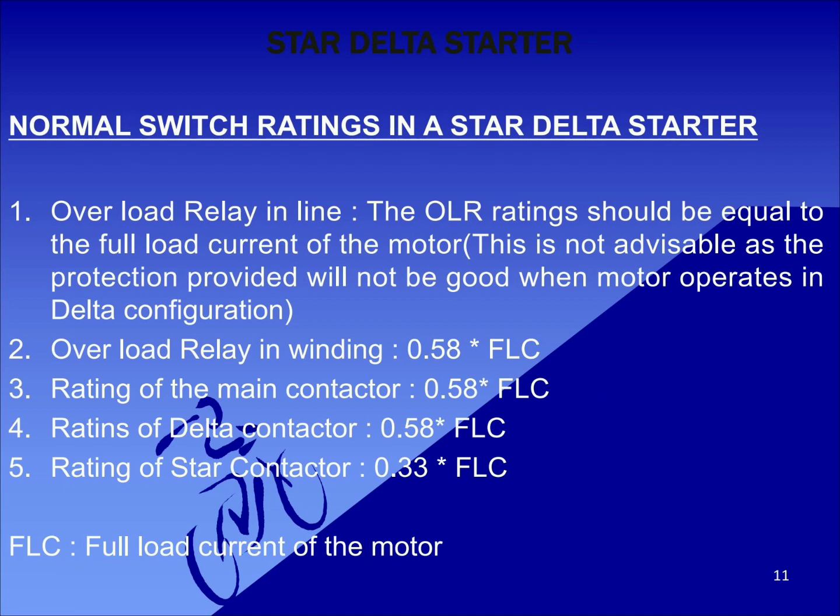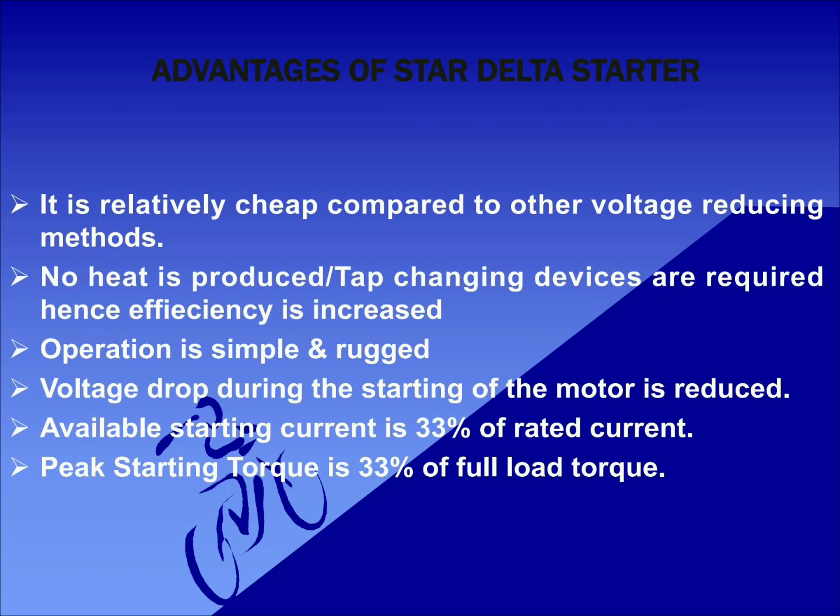Now let's see the normal switch ratings for a star-delta starter. An overload relay may be provided for a star-delta starter. The overload relay can be provided either in the line or in the winding. If you are providing it in the line, the rating should be the same as the full load current of the motor. If it is provided in the winding, it can be 58% of the full load current. The ratings of the main and the delta contactor shall be 58% of the full load current, and that of the star contactor can be 33% of the full load current.